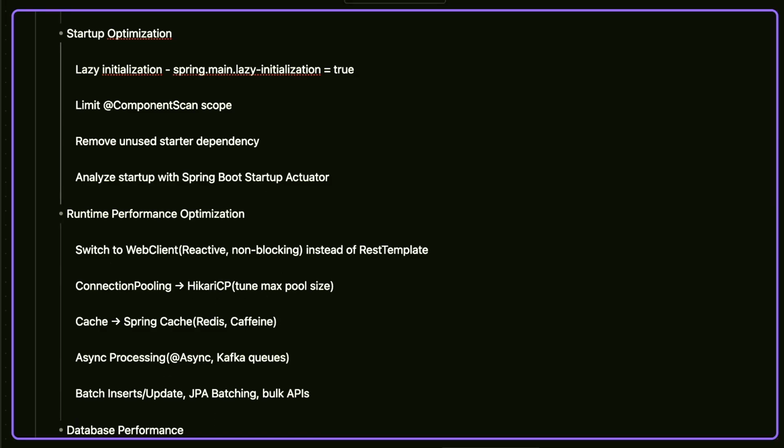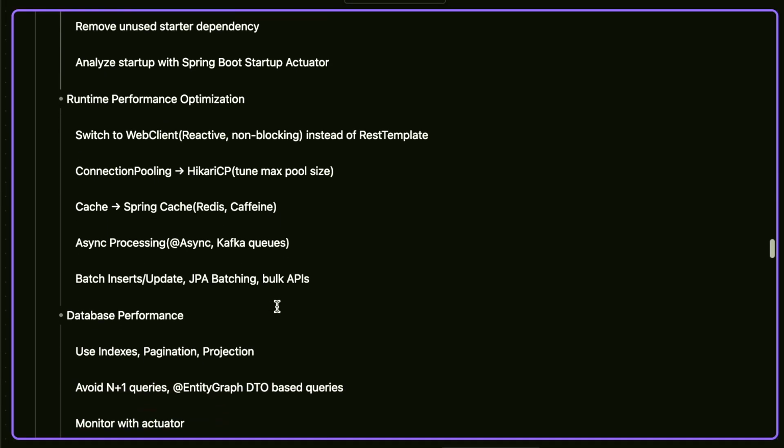We can also switch to WebClient from RestTemplate. In performance optimization questions, there is caching in a Spring Boot application, connection pooling, tuning max pool size with the Hikari CP connection pool. Then we have async processing with the help of the @Async annotation for Kafka and RabbitMQ queues. Then we have batch inserts and updates.